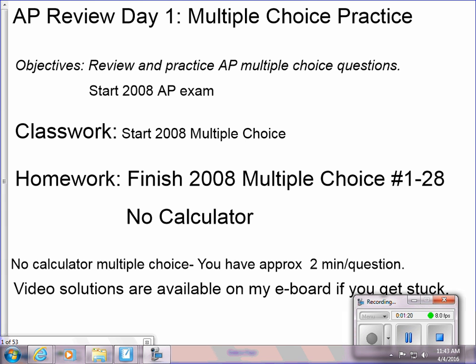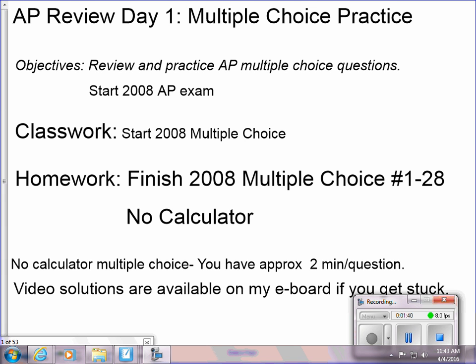Now, you do know that I have it as the first tab on my e-board, the 2008 multiple choice. This is an actual exam that was given. If you click on the tab on my e-board, there's a video explanation for each one if you get stuck and you want to know. Okay?